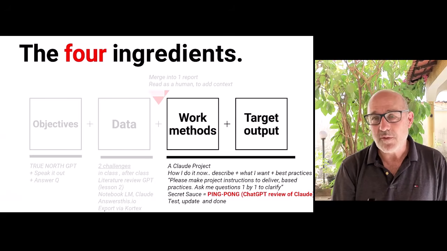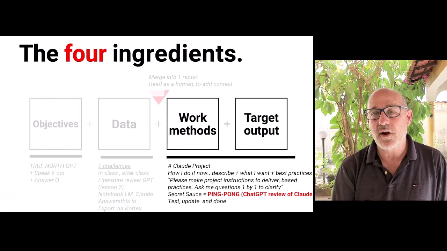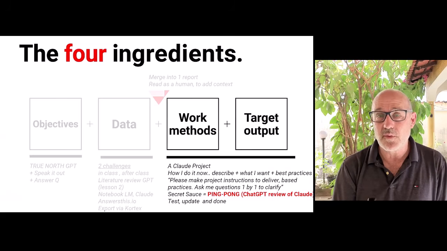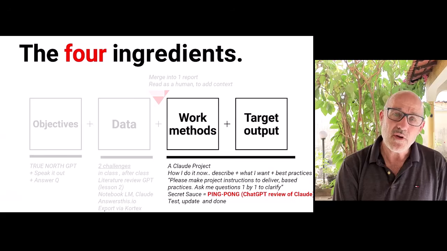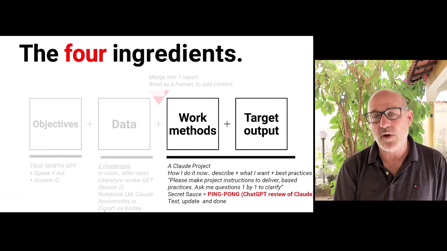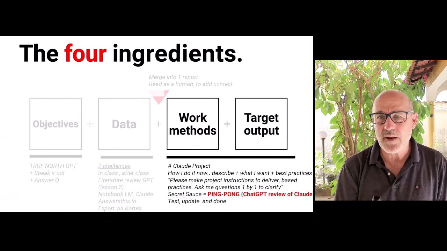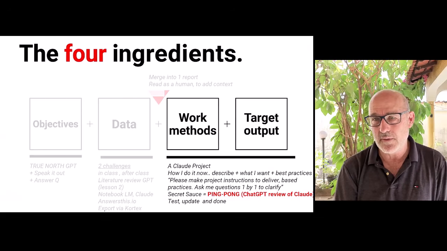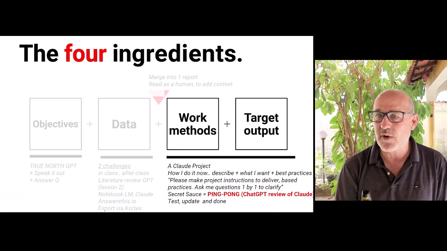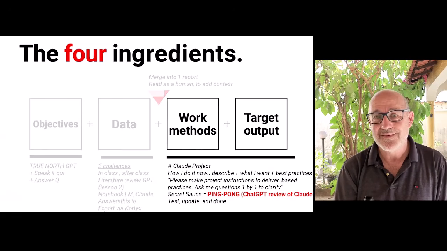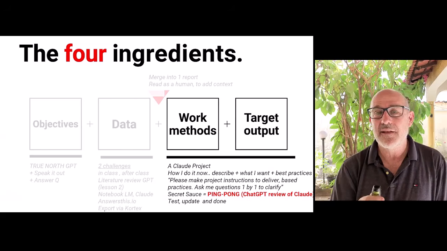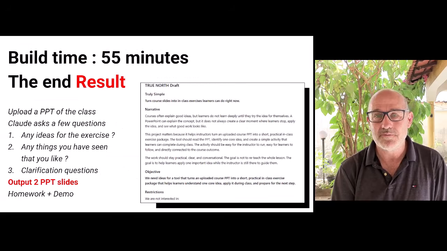Ingredients 3 and 4 are the work methods and the target output. I built those interactively with AI. I thought about what I wanted before I described it. Then I described it and I uploaded the best practices. Then I asked AI to ask me questions one at a time to clarify my objectives and write up instructions how to work and a specific target output. I also used a secret shortcut. Well, it won't be that secret after this. I call it ping pong.